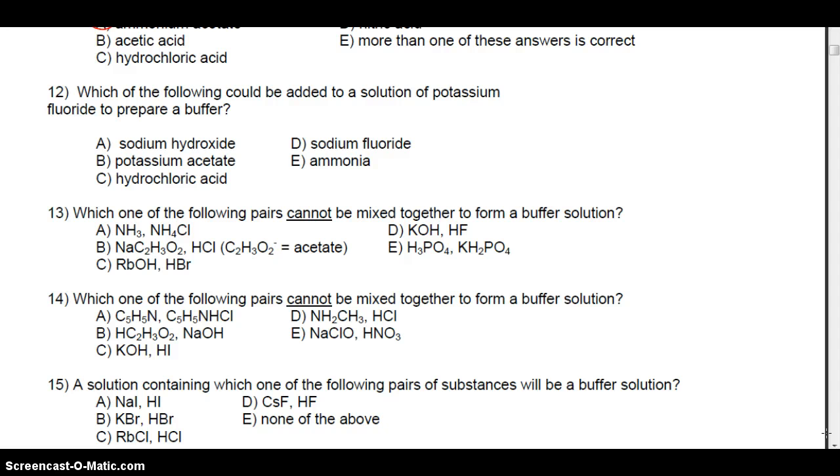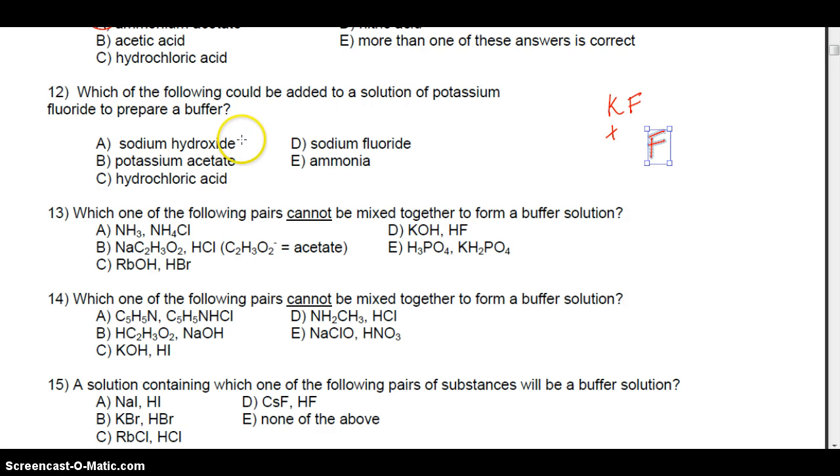Number 12, which of the following could be added to a solution of potassium fluoride, so KF, to prepare a buffer? All right, again, K+ is out. It's not going to undergo hydrolysis, but F minus certainly can, because it comes from a weak acid. So we've got the conjugate base.